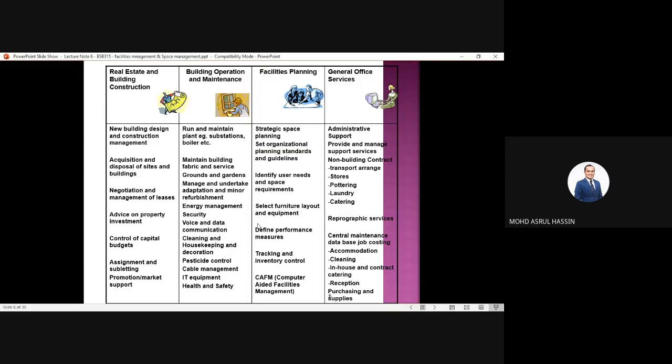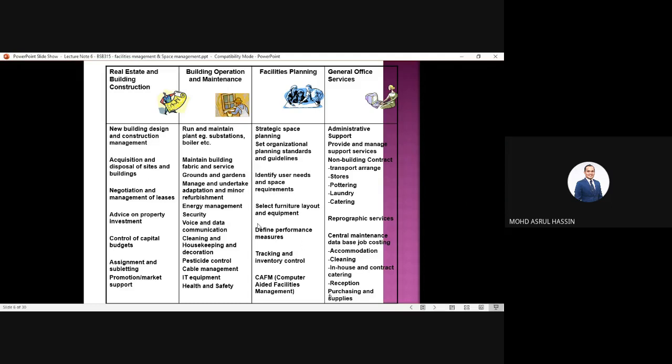What is the difference between real estate and building construction, building operation and maintenance, facilities planning, and general office services? There are a few differences between these services. For example, number one, new building design and construction management is done by real estate and building construction. In building operation and maintenance, they run and maintain plant, substation, boiler, and others.